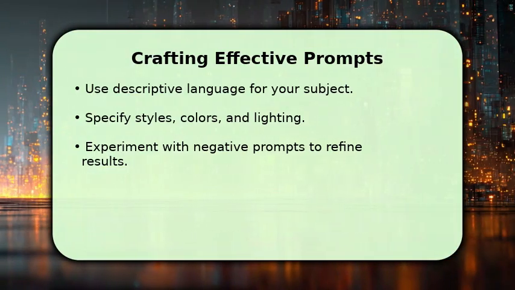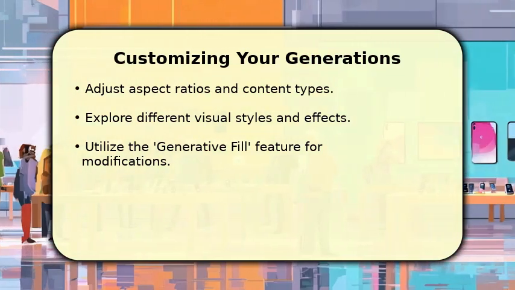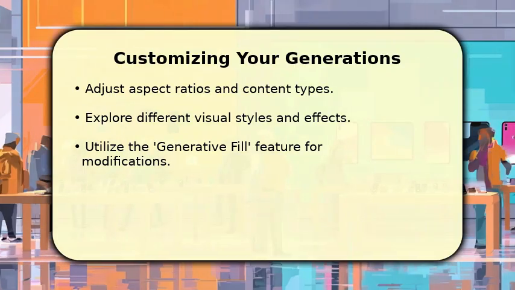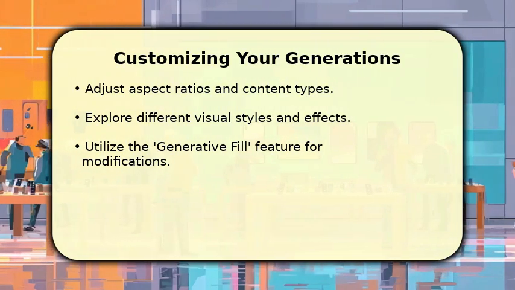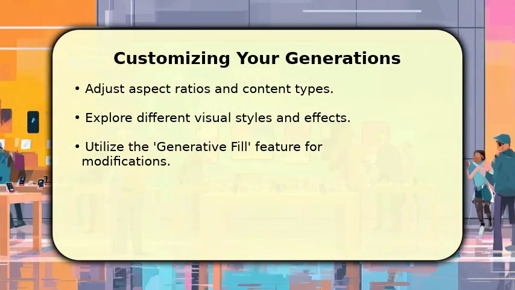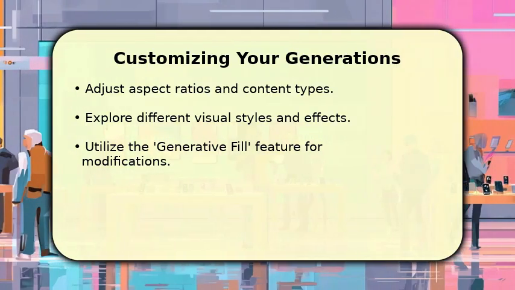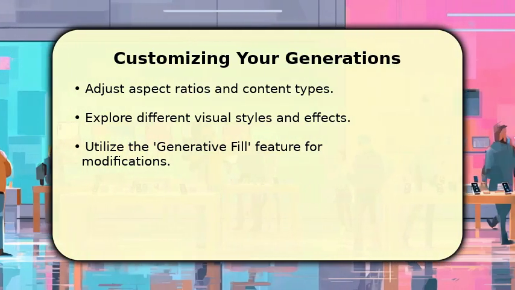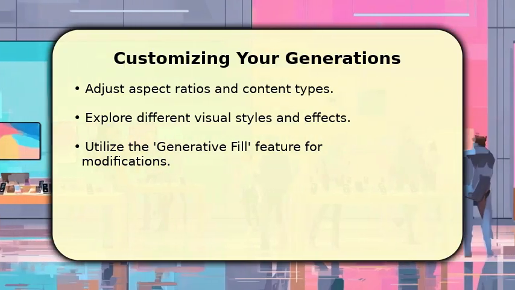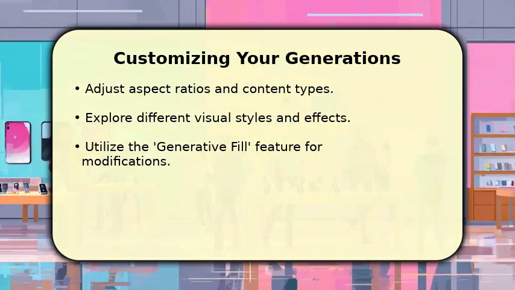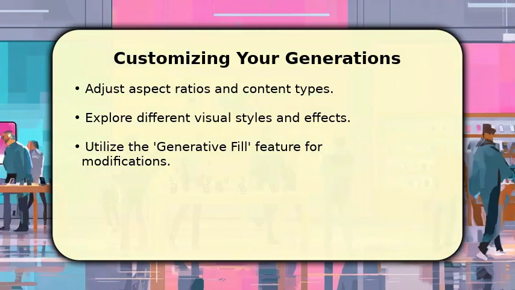After generating your initial images, you can customize them further. Adjust the aspect ratio to suit your needs, choosing from options like 1:1, 3:2, or 16:9. Explore different visual styles and effects from the extensive library provided. You can also utilize the generative fill feature to add or remove objects seamlessly, giving you precise control over your final composition and allowing for endless creative possibilities.